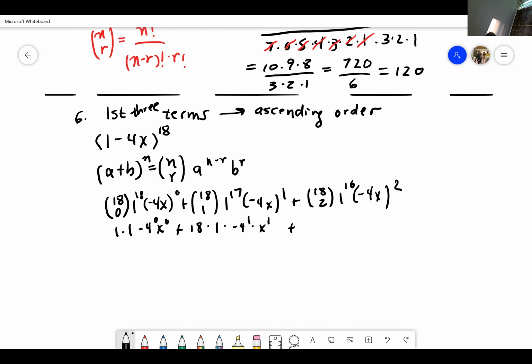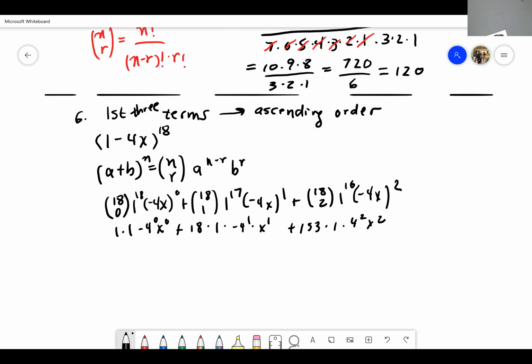18 choose 2 is a little bit more difficult. I need a calculator for that. Does anybody want to figure it out for me? 18 choose 2, how much? 153. Great. So 153 times 1, negative 4 times negative 4. Well, I'll just write it out. Times 4 to the second, x to the second. And then just finish it up.